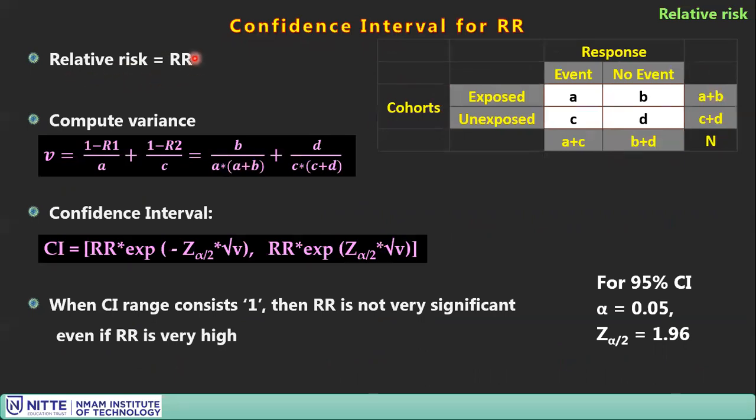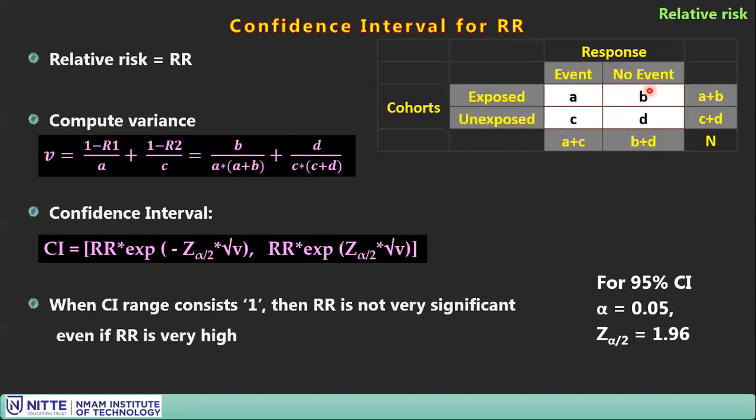Relative risk RR you will be calculating as I told you earlier, that is the ratio of two risk rates for exposed and unexposed. Then you have to compute the variance. How do we compute the variance? 1 minus R1 by A, 1 minus R2 by C. R1 is nothing but the risk rate for the exposed. R2 is the risk rate for the second group, that is unexposed. In a simple way we can write it as B by A into (A plus B), D by C into (C plus D).